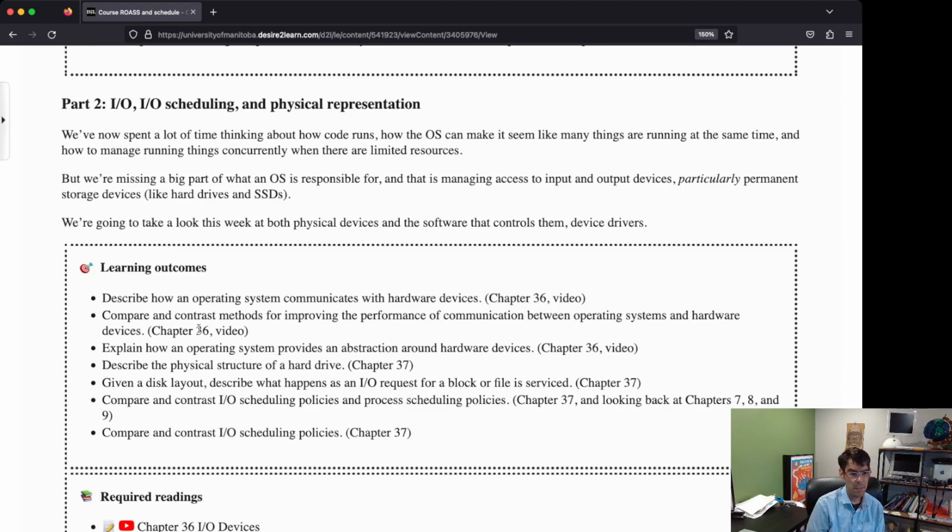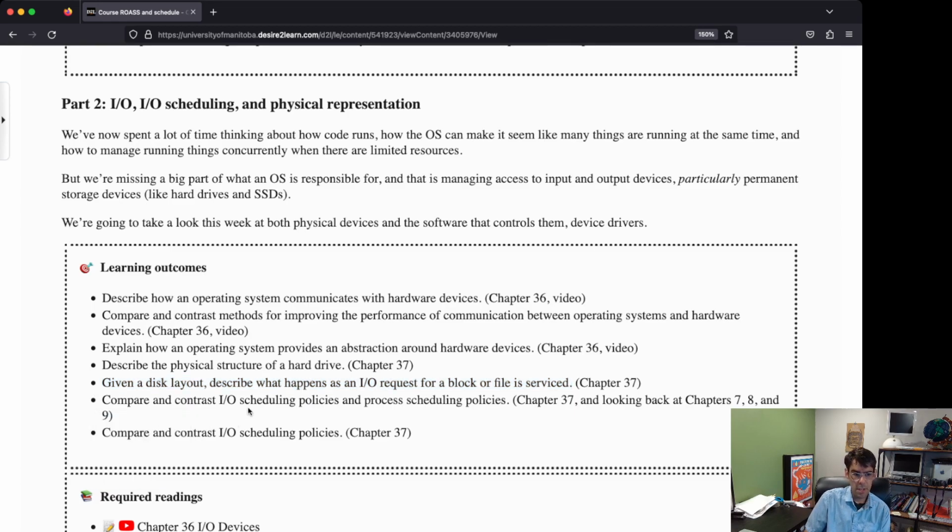Given a disk layout, describe what happens as an IO request for a block or file is serviced. Compare and contrast IO scheduling policies. Given a disk layout, describe what happens as an IO request for a block is serviced. This learning outcome comes from chapter 37. I think that I am going to strike this learning outcome from the course just to reduce the number of things that we're being assessed on.